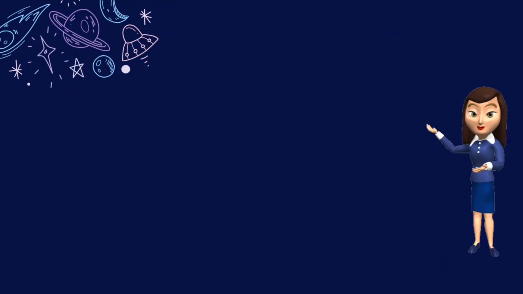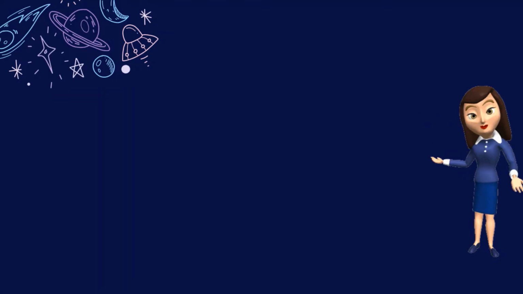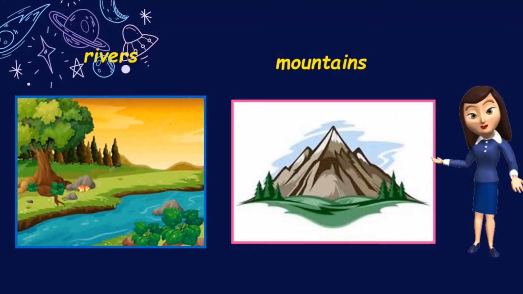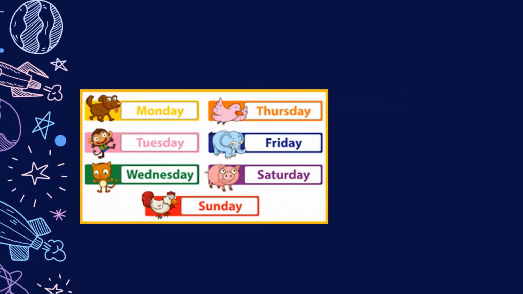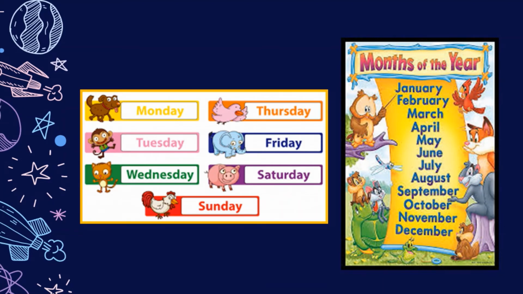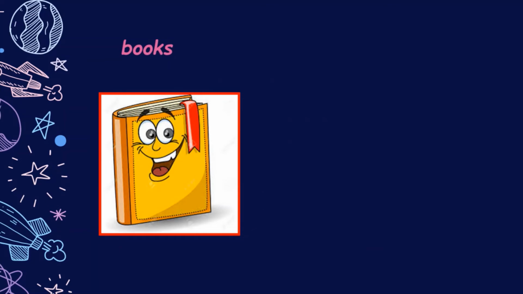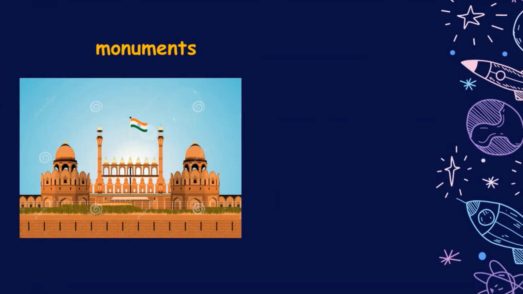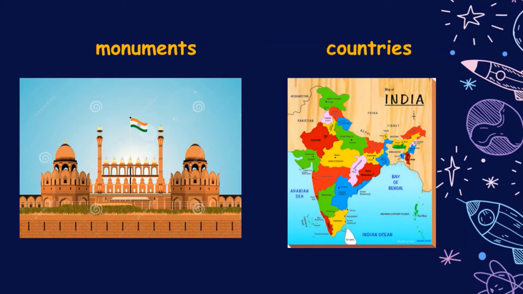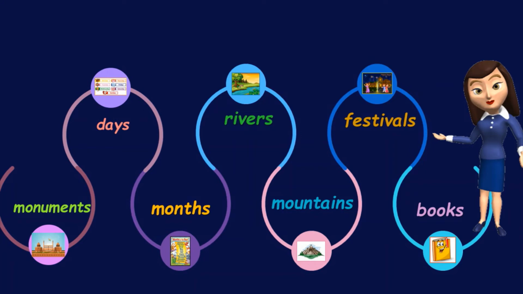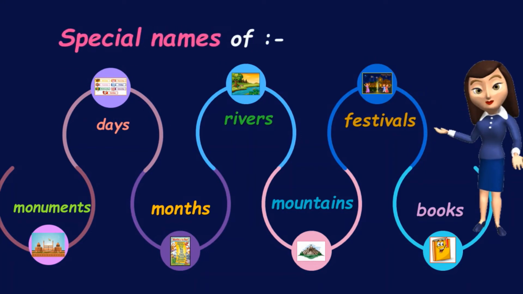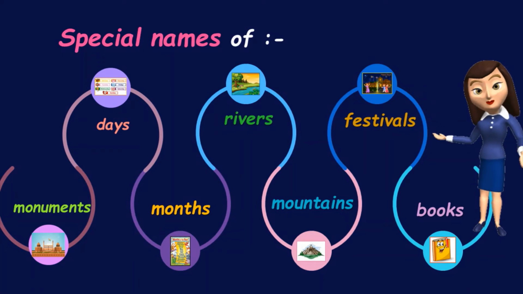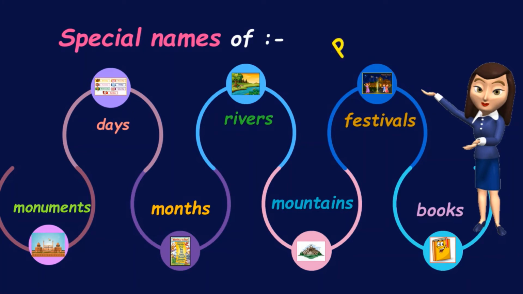Besides persons, places, animals, and things, special names are also used for rivers, mountains, days of the week, months of the year, books, festivals, monuments, countries. Hence, we can say that the special names that are given to monuments, days of the week, months of the year, rivers, mountains, festivals, books, etc. are known as proper nouns.